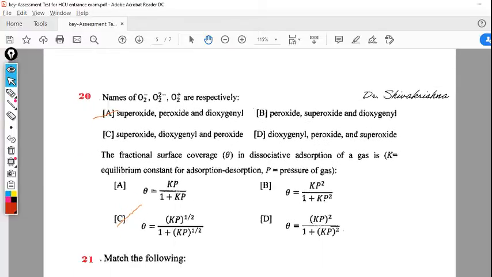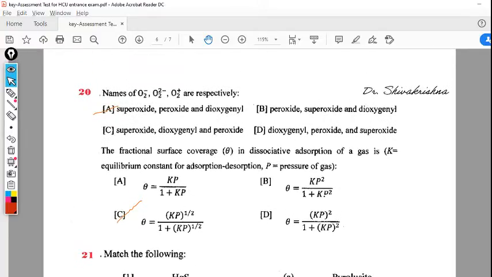Next. Here we are asked about superoxide, peroxide and dioxide. O2 minus is the superoxide, and this is the peroxide, and this is oxygen and methanol. So dioxide, oxygen, is the correct one. Next, this question number is missed, but I want to let you know.